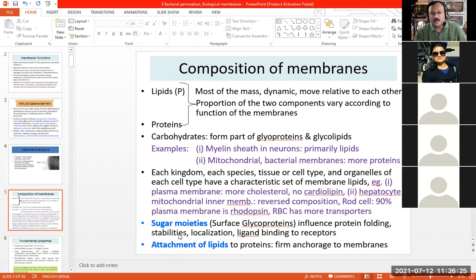Then the sugar moieties which are present in the glycoproteins of the membrane are important for different things. That is the post-translational modifications of the protein, for example, the protein folding. Okay, then it also determines the stability of proteins. And most importantly, the sugar molecules are there to signal the localization of a particular protein. Okay, do you know what is localization of proteins? Have you studied that in immunology?